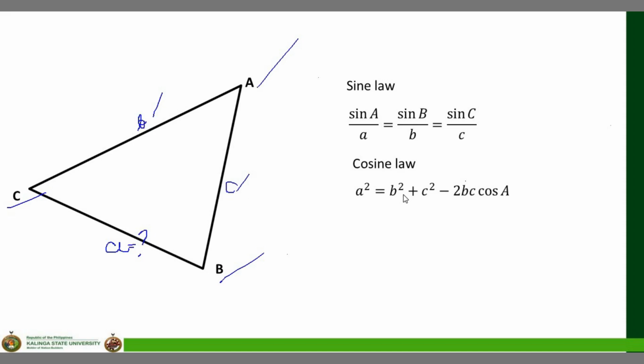Remember this equation. If one side of the triangle is unknown, and you are given the two other sides and the opposite angle of that unknown side, A squared is equal to B squared plus C squared minus 2BC cosine of A. If this is side A, the angle you should consider is the opposite angle. Do you remember this cosine law?